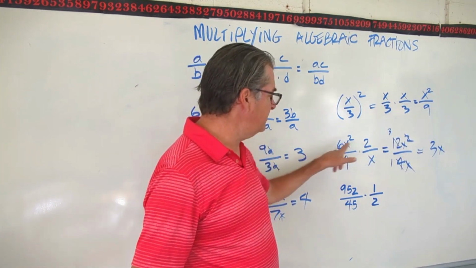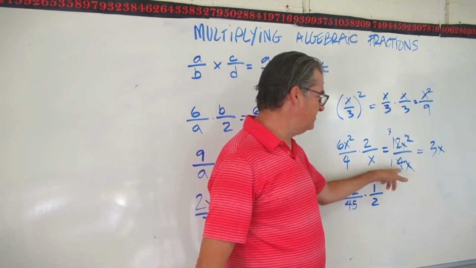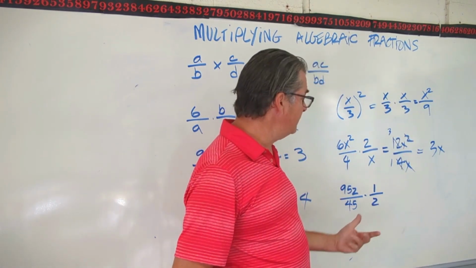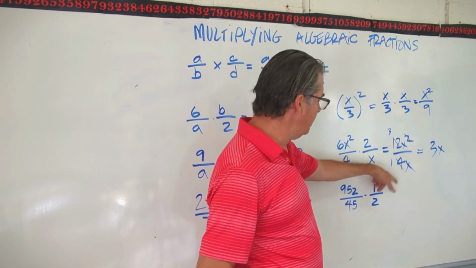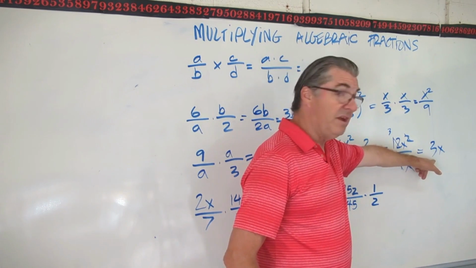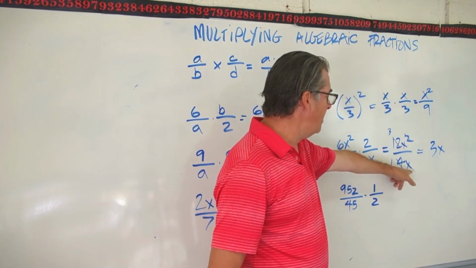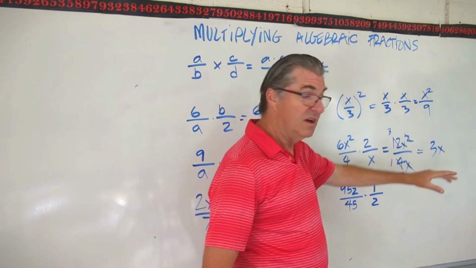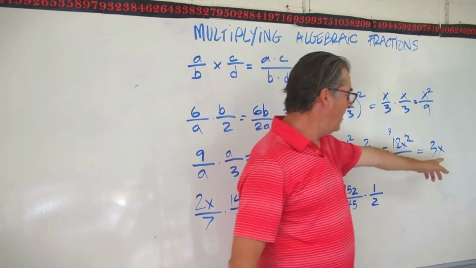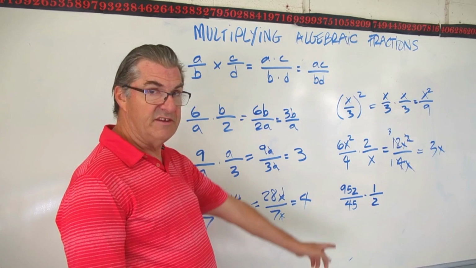Multiplying straight across, I get 2 times 6x squared gives me this 12x squared, and then of course 4 times x gives me 4x. Now I've got a bunch of canceling I can do. 12 over 4 is the same as 3 over 1, so I canceled those. That gave me my 3 for my answer. And then x squared over x, I can cancel the x on the bottom and cancel the squared on the top. Remember, we have x times x over x, so I'm just canceling one pair, and I wind up with 3x.